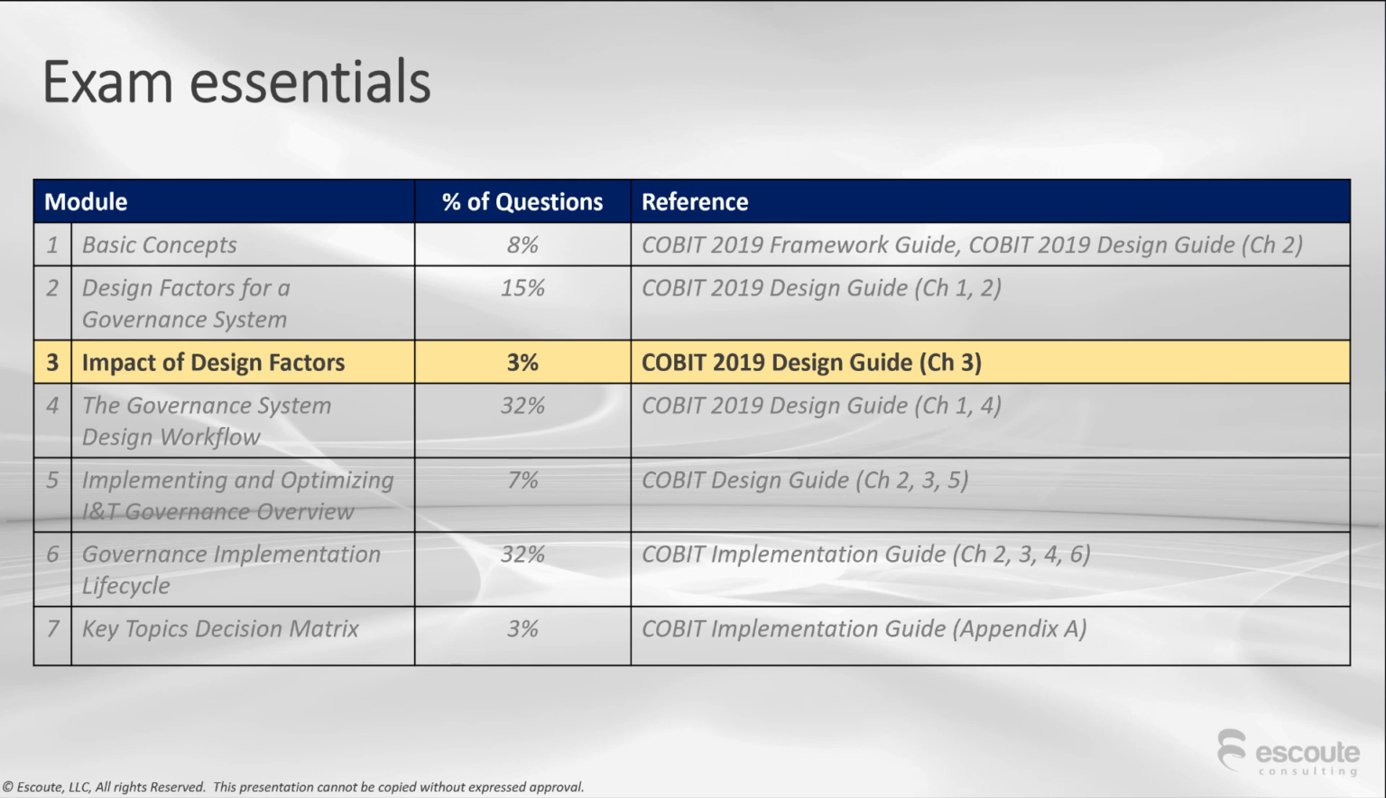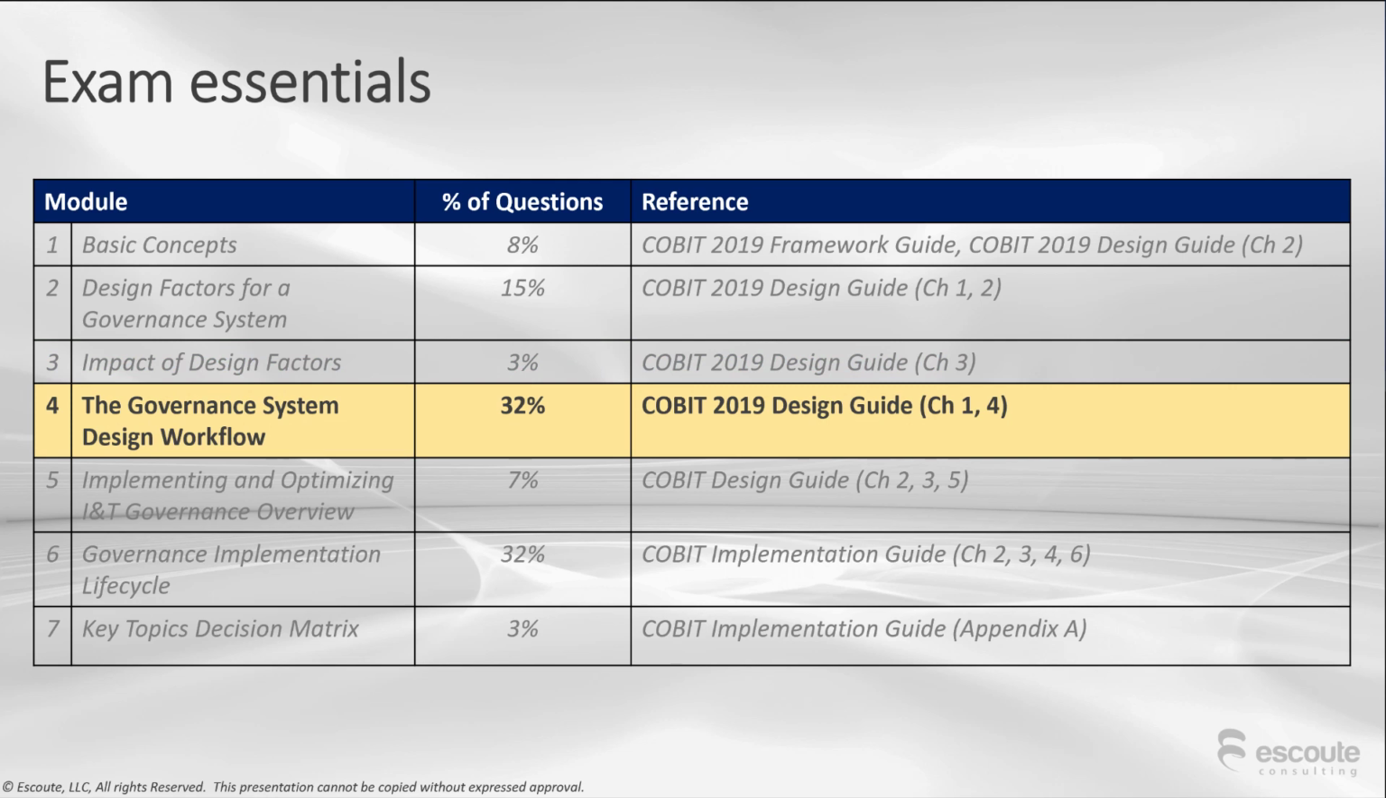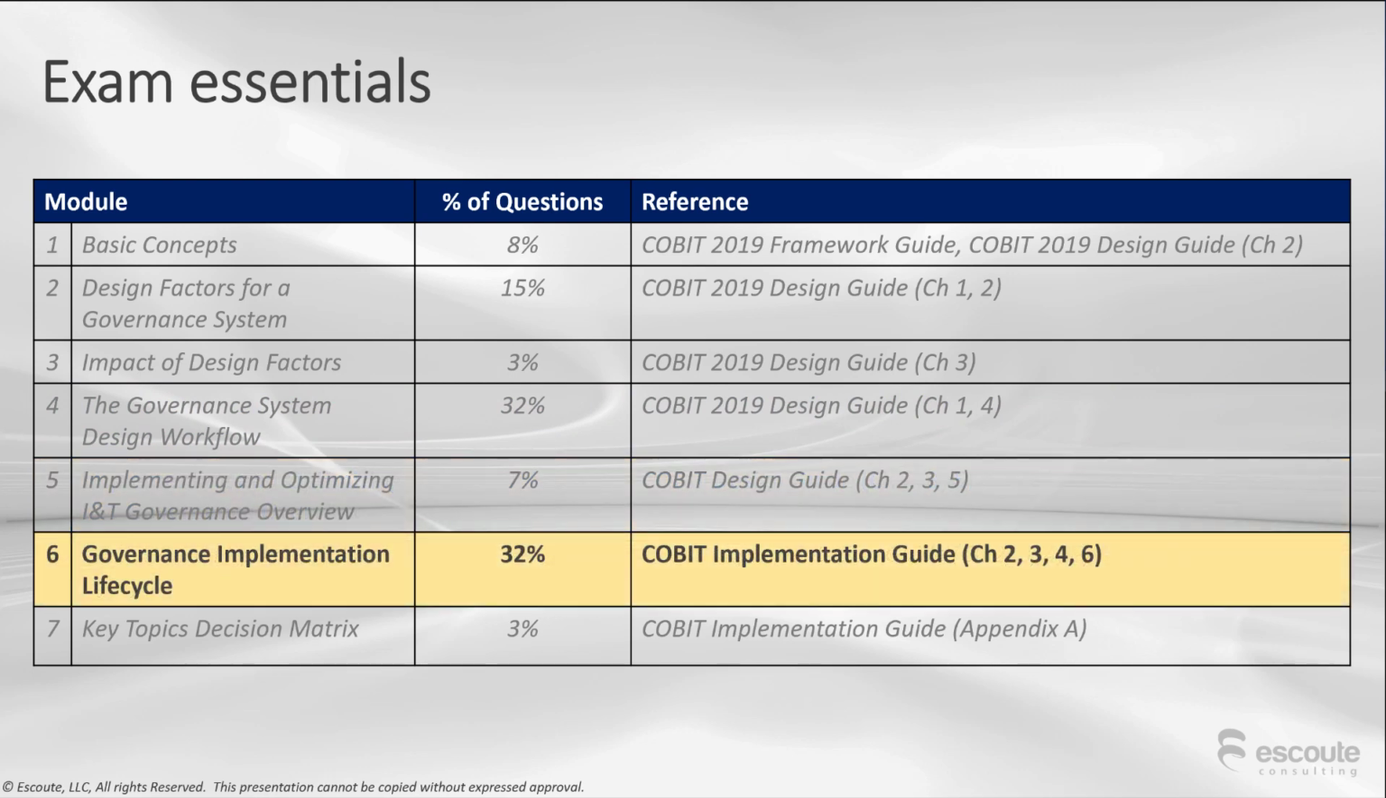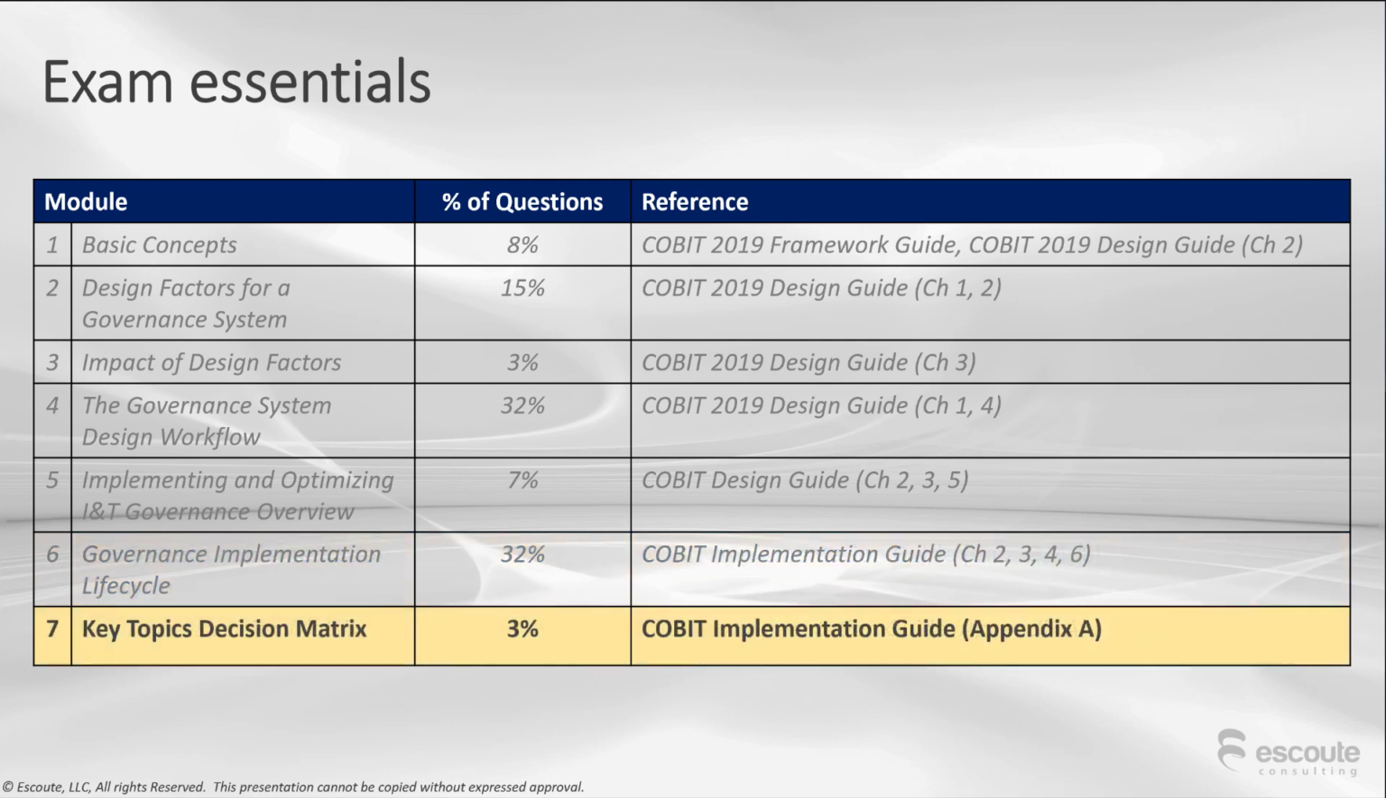That's Chapter 3. Here's your big one right here, the Governance System Design Workflow, 32%. You'll find that in the COBIT Design Guide, Chapters 1 and 4. Implementing and Optimizing I&T Governance Overview, 7%. Governance Implementation Lifecycle, another big one. This is going to be 32%. It's going to be in the COBIT Implementation Guide. And finally, Key Topics, Decision Matrix, about 3%. That's in the COBIT Implementation Guide way back in Appendix A.